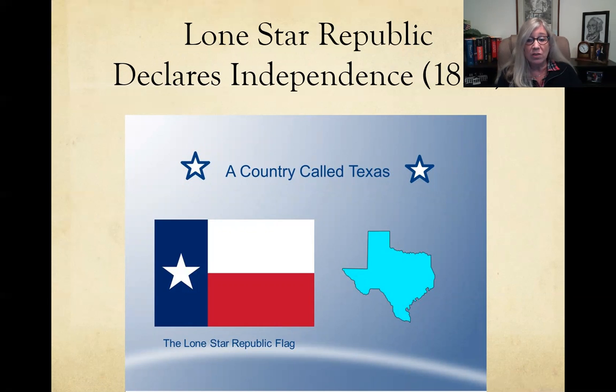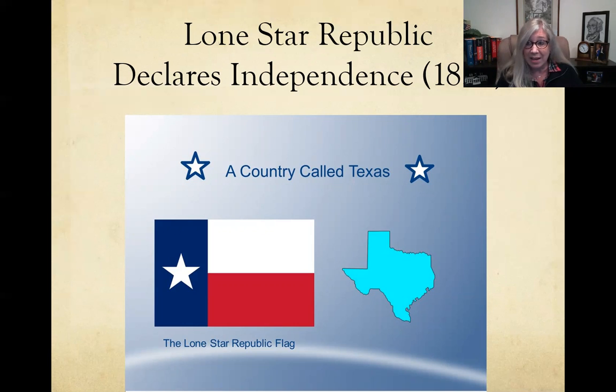Okay, so notice that this is happening here. This is the Texas War for Independence. Is this the United States declaring war on Mexico? No, it is not. This is the people living in Texas. They may be Americans, but these are the people of Texas breaking away and forming their own nation.